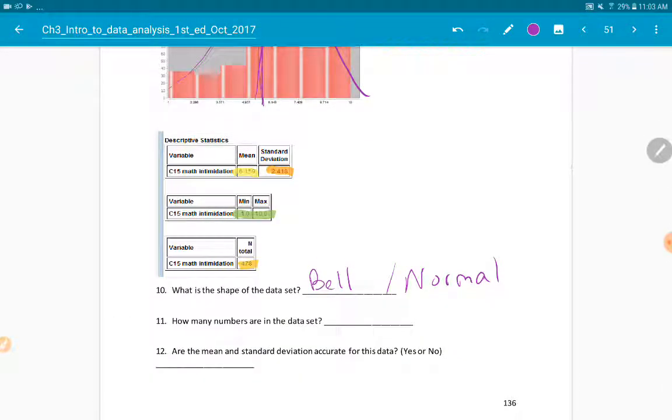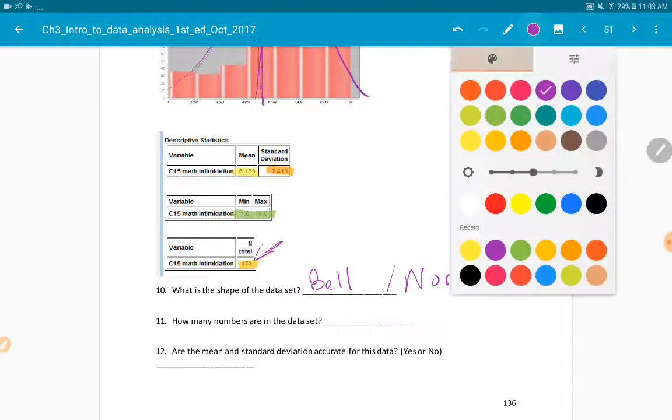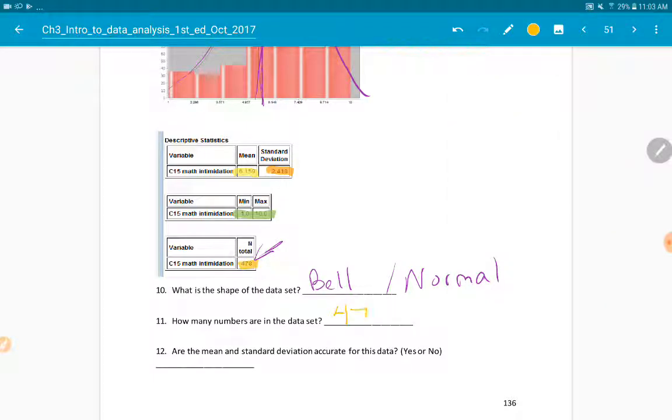So how many numbers are in the data set? That is our n value. So that is 478. What are the mean and standard deviation? Are the mean and standard deviation accurate? Remember, they're accurate if it's normal, is really what it's asking here, or is it bell-shaped? If it's normal or bell-shaped, then yes, that would mean that the mean and standard deviation are accurate.